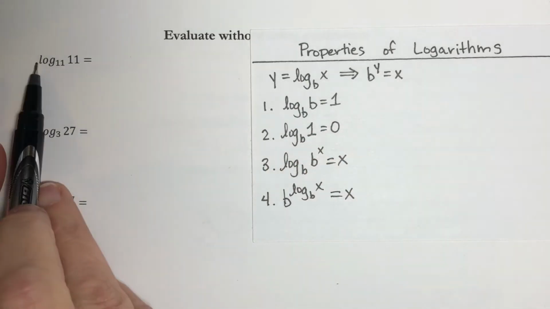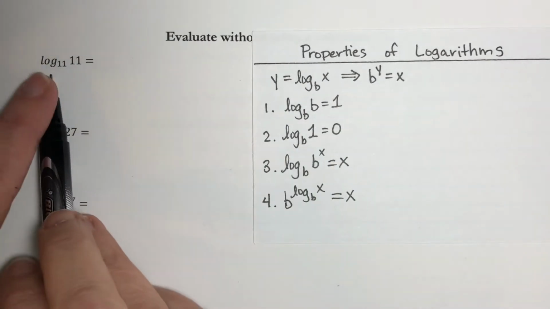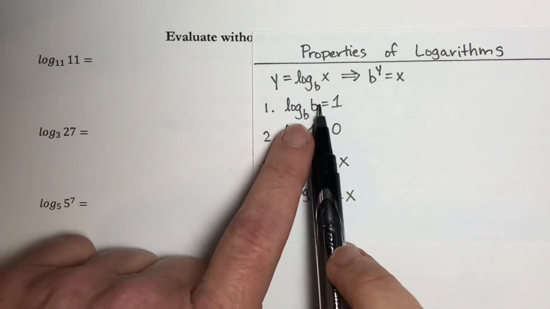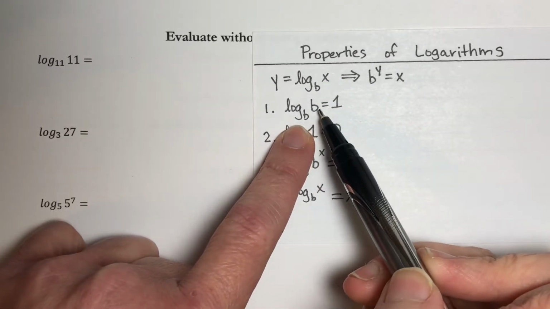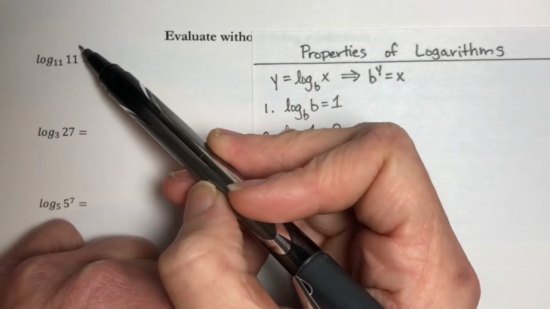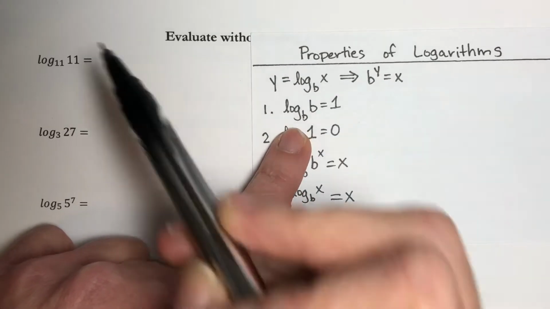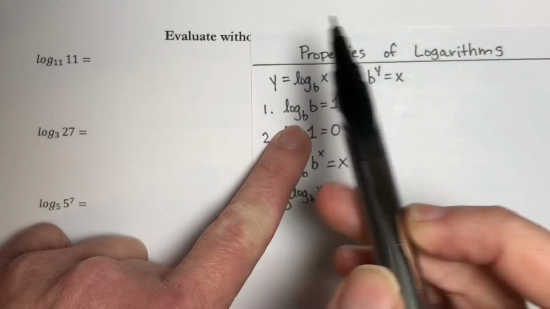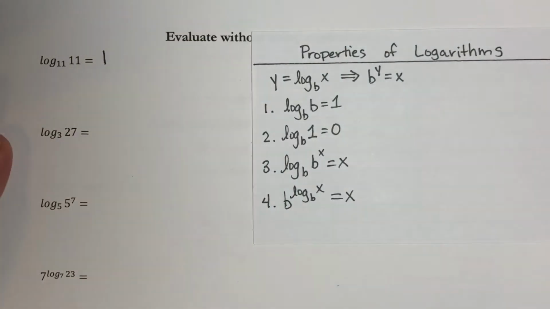Let's look here. Log base 11 of 11. Well, what does this look like? It looks like I have this one. I have 11 and 11, so these two are the same. I don't have a visible exponent on this 11, right? But log base b of b, log base 11 of 11, is 1. This is always a 1.